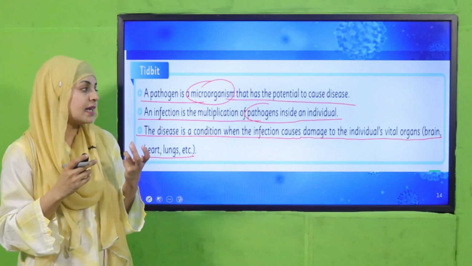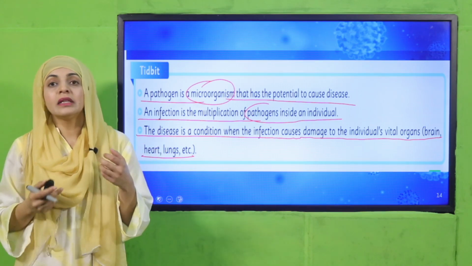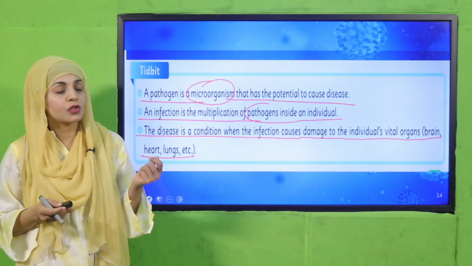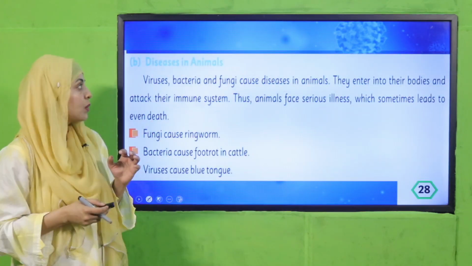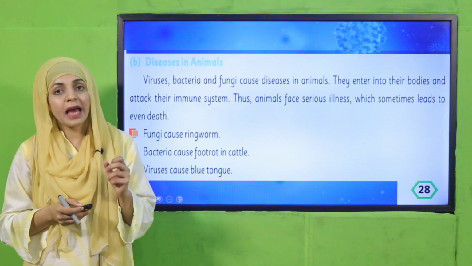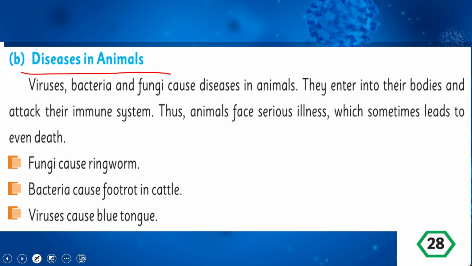Disease is a condition when your organs, brain, heart and lungs get affected by these pathogens. So my dear students, now on page number 28 we will read about diseases in animals. Quickly read with me. Diseases in animals.